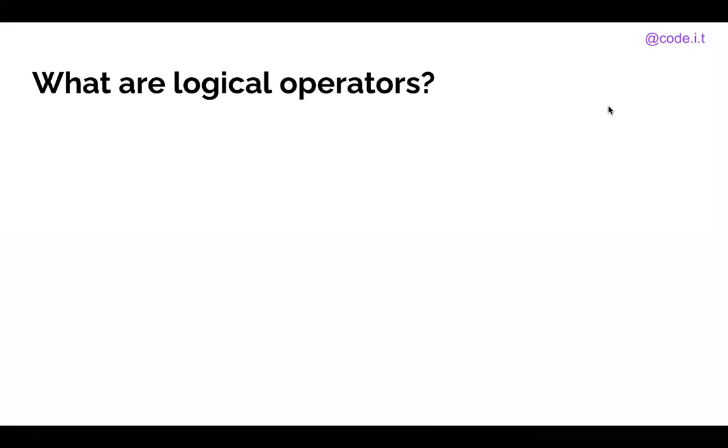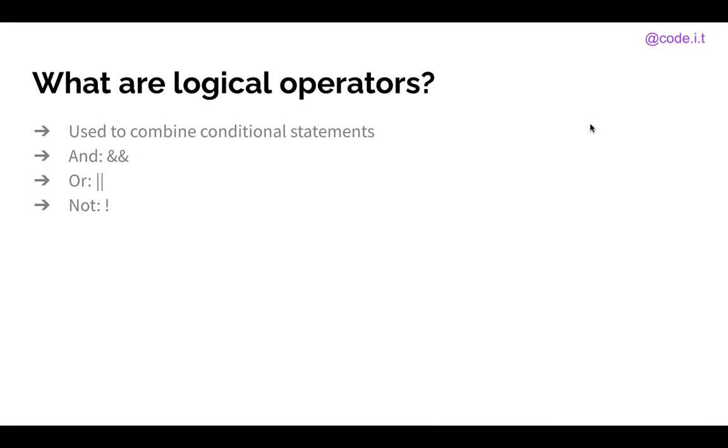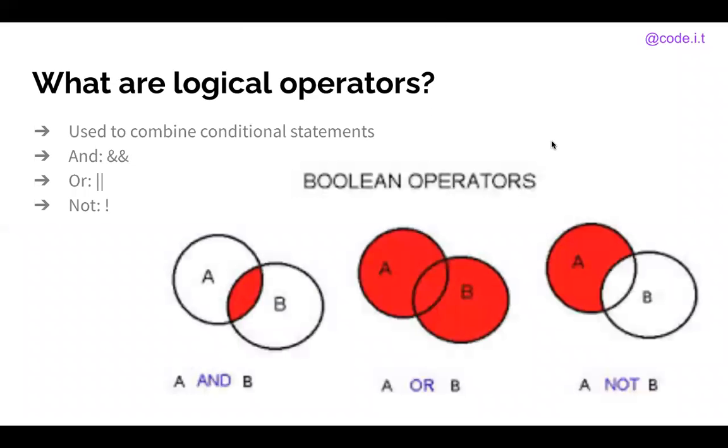So what are logical operators? Logical operators are used to combine conditional statements. So we have for and, the two ampersands, for or, the two straight lines, and for not, we have our exclamation point, which we also touched on in the Boolean statements video.